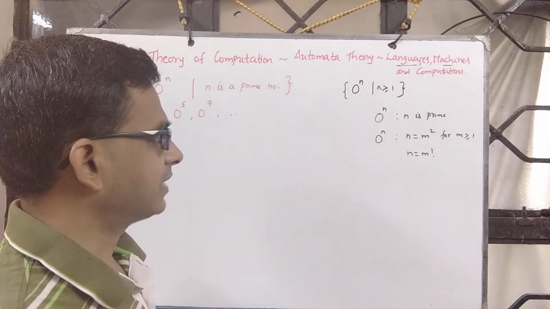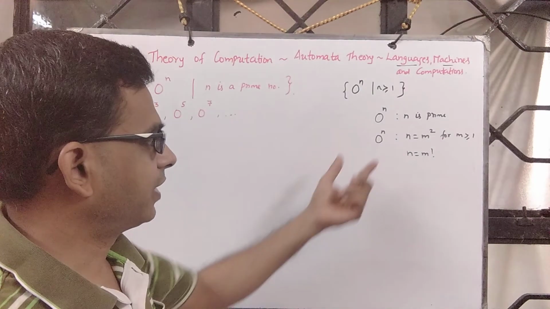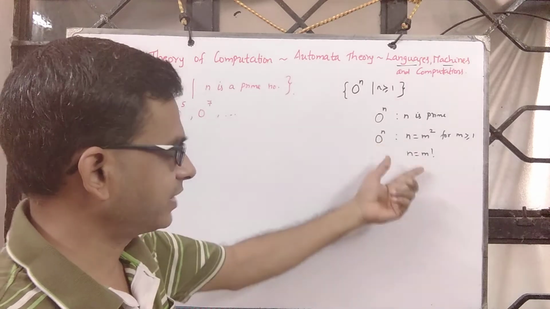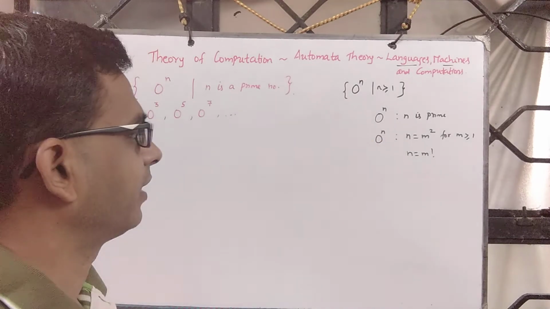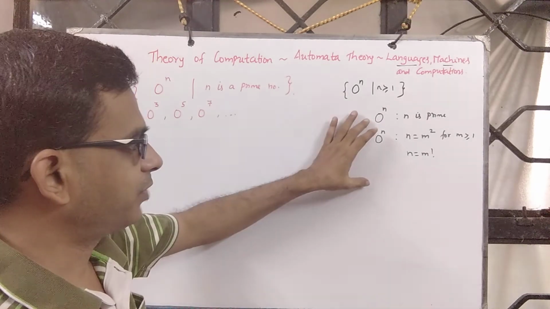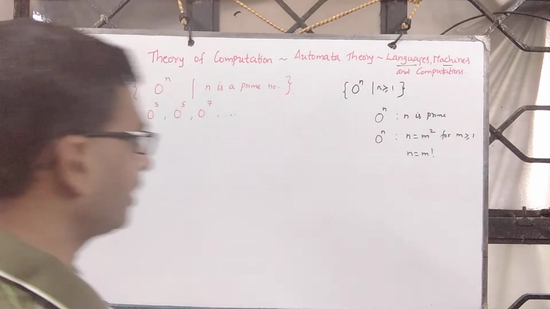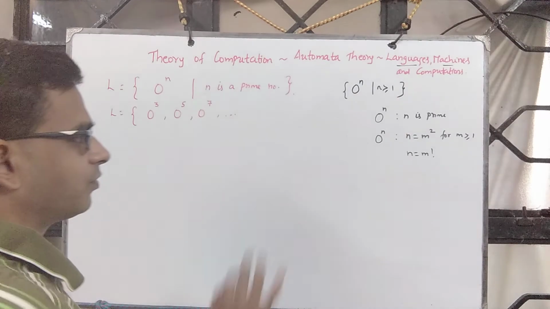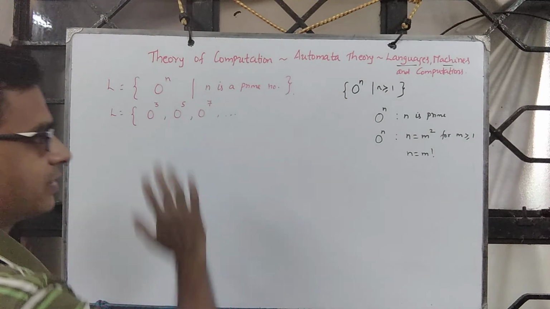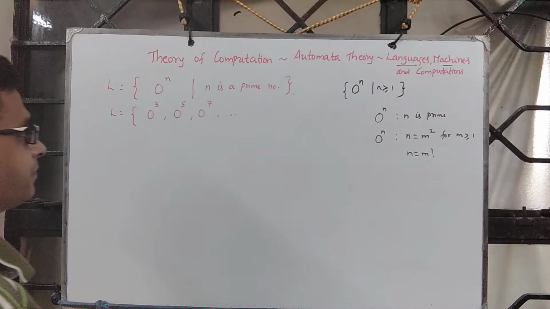So when you start asking for some constraints on n, in addition to being 0 power n, it should also satisfy some property with respect to n. And it turns out that when we bring an additional property like this, it is non-regular. Okay. So this is quite different from whatever we have seen so far, because it involves computation, checking whether a number is a prime or not, a perfect square, factorial, and so on.